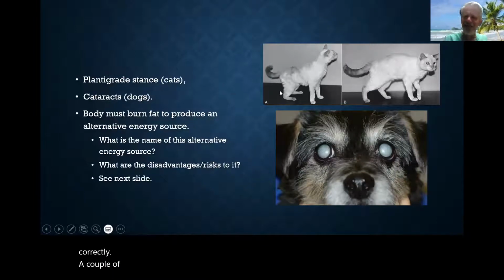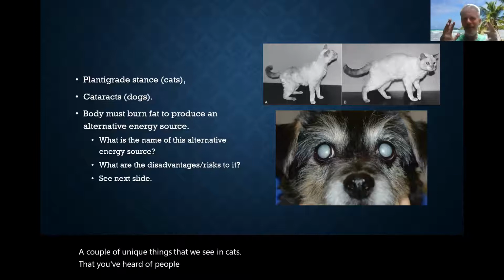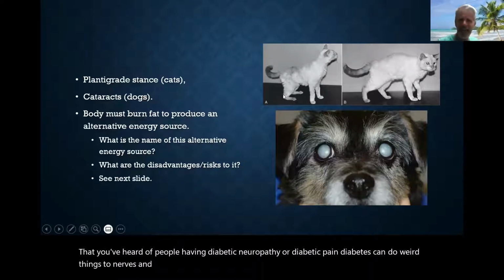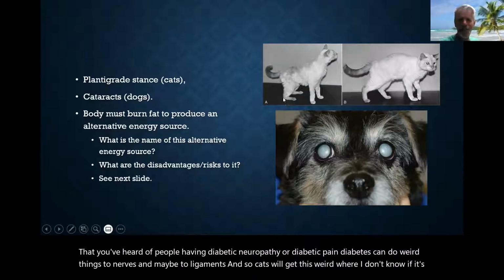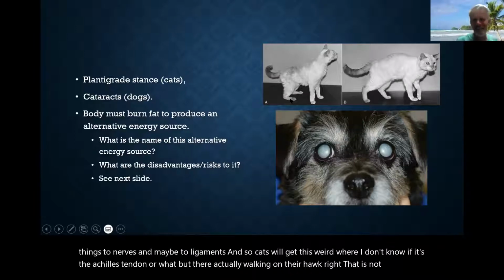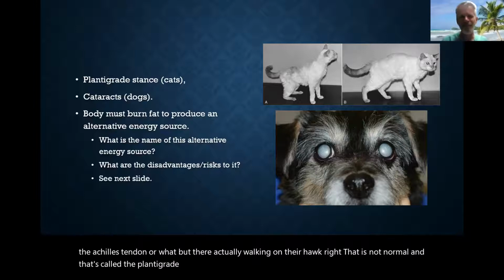You've heard of people having diabetic neuropathy or diabetic pain. Diabetes can do weird things to nerves and maybe to ligaments. So cats will get this weird, where I don't know if it's the Achilles tendon or what, but they're actually walking on their hock, right? That is not normal, and that's called the plantigrade stance. So that's kind of unique to diabetes.